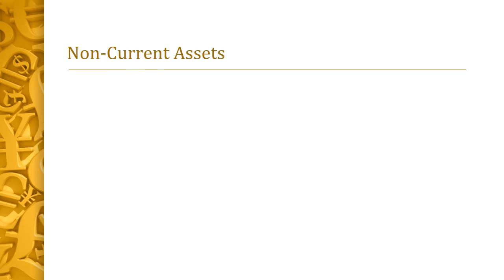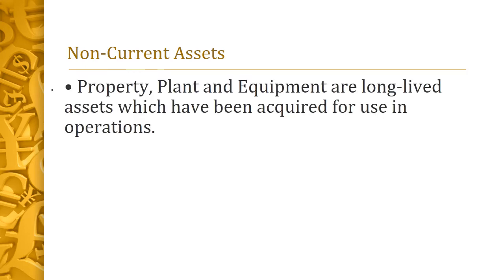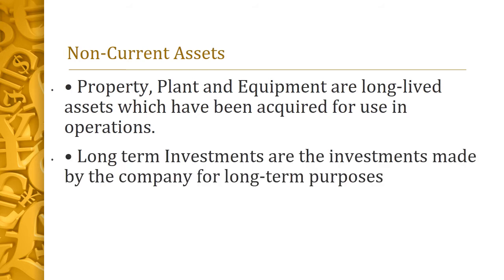Next would be the non-current assets. So the first one is the property, plant, and equipment. These are long-lived assets which have been acquired for use in operations. And I believe the account name explains it all. That's property, plant, and equipment. This can also be separated into several accounts. You can have exploration equipment, you can have laboratory equipment, or any other equipment account that the business uses.